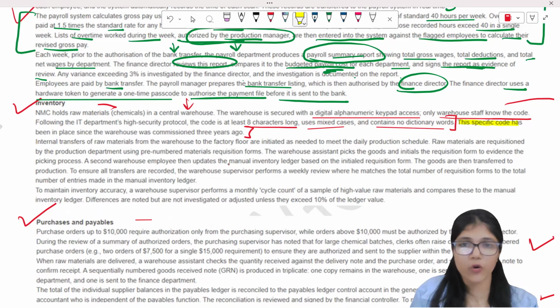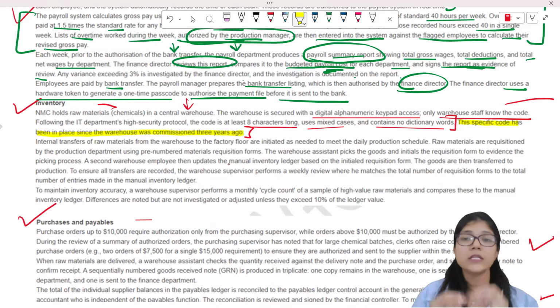This specific code has been in place since the warehouse was commissioned 3 years ago. That means since the time the warehouse was made, which is 3 years ago, the password has remained the same, which is a problem, right? Because for us also, if you are working on your client laptop or something, on the work laptop also, after a few months it asks you to change the password, right? It continuously asks you to do that.